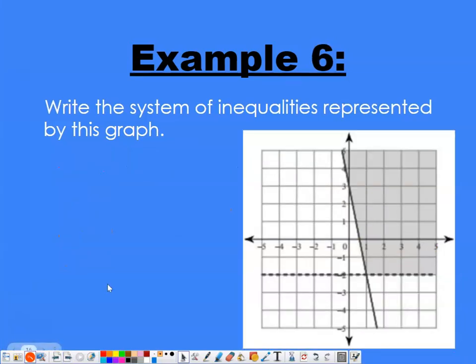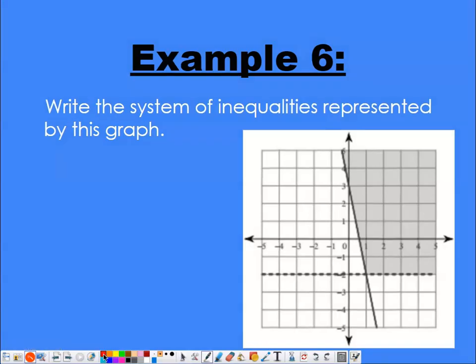Example 6, let's do the same thing. Write the system out. So this line right here, let's identify that slope and that y-intercept. You have that point, and it goes all the way down here. So we have our 2 points. What's the slope? What's the y-intercept?